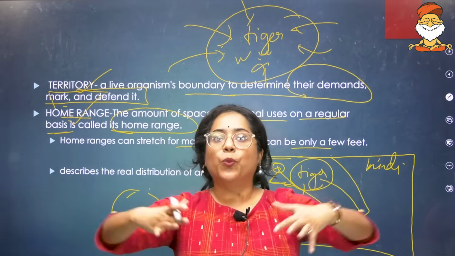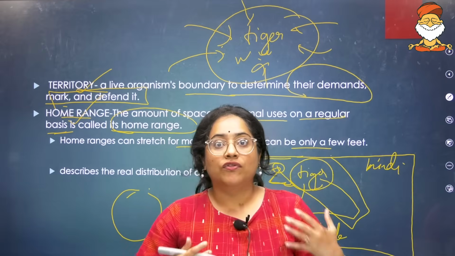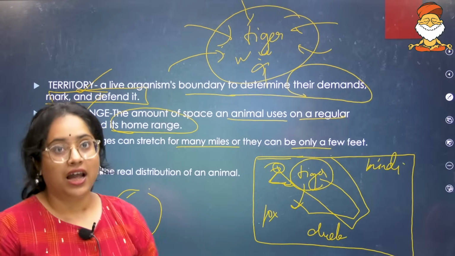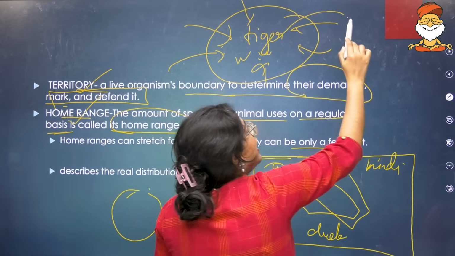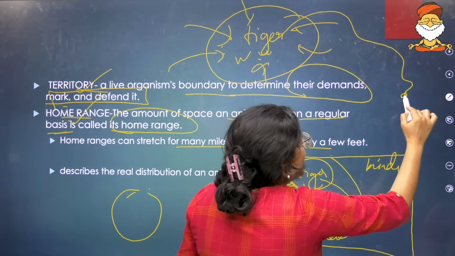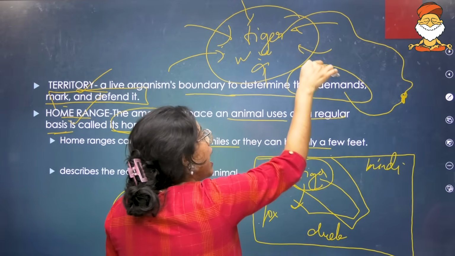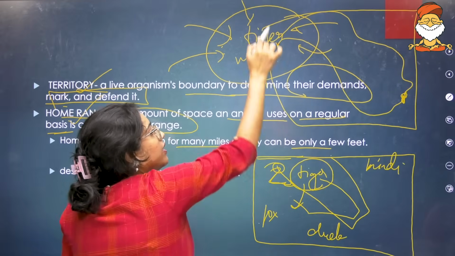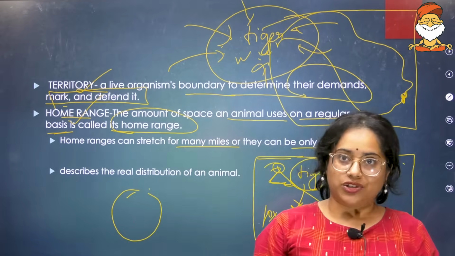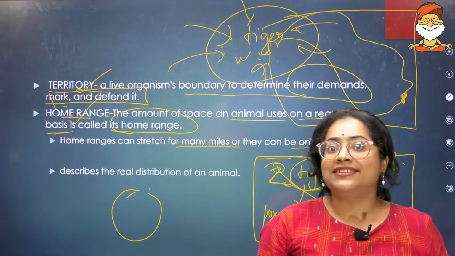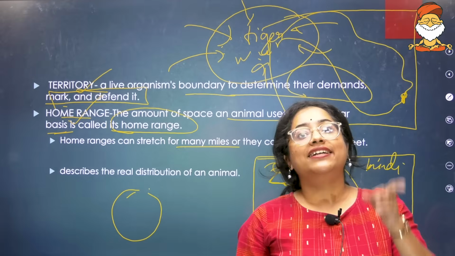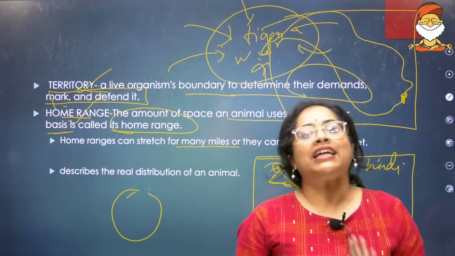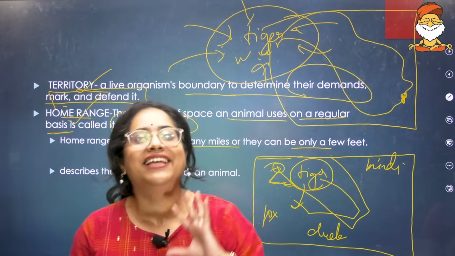So what happens is it will try to defend it, but for its preying activities it will have to get out of the territory, go and find the prey, kill the prey, maybe drag it back to this area. This larger area is called your home range. Now my next question is, will the territory and the home range be inside the habitat itself? Yes, it will be inside the habitat.